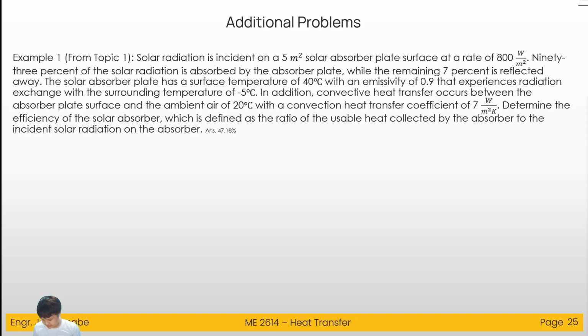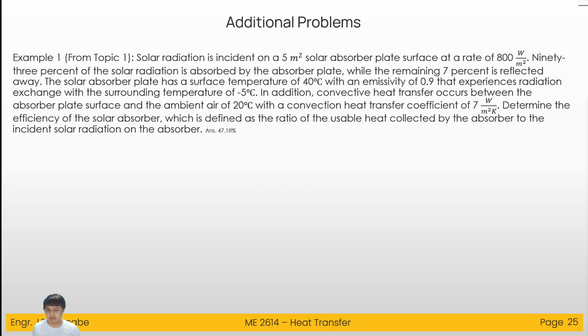An absorber plate has incident solar radiation at a rate of 800 watts per square meter. 93% of the solar radiation is absorbed by the absorber plate, while the remaining 7% is reflected away. The plate has a surface temperature of 40 degrees Celsius with an emissivity of 0.9, and experiences radiation exchange with the surrounding temperature of -5.